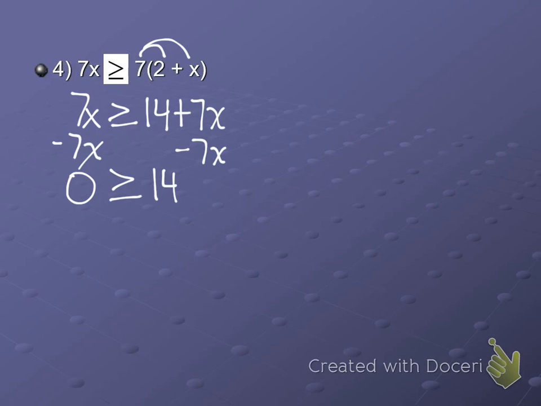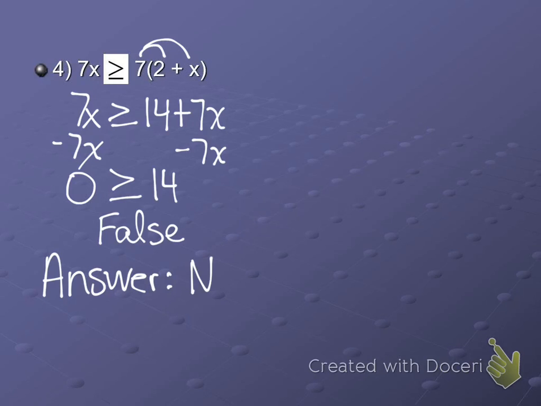When that happens, there are two different situations which could possibly occur. Either you will end up with a true statement, or you will end up with a false statement. The statement we ended up with is 0 is greater than or equal to 14. That is a false statement, which means your answer is to say no solution. Which means your graph should be left blank.